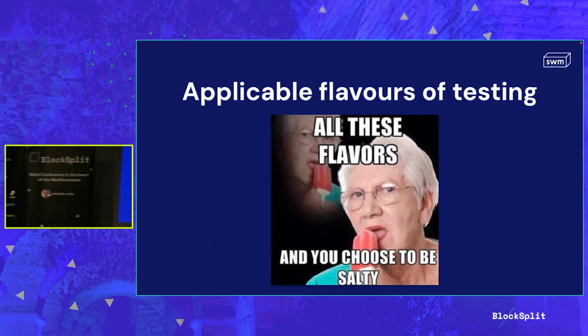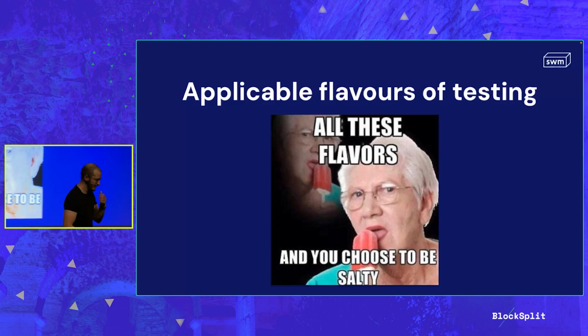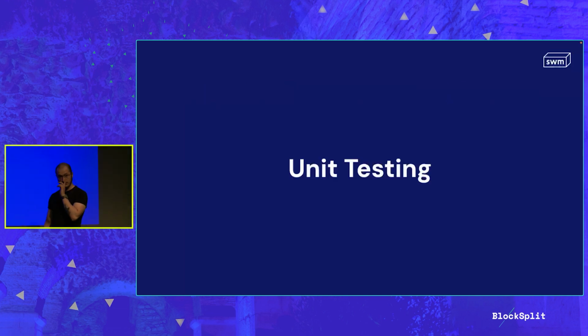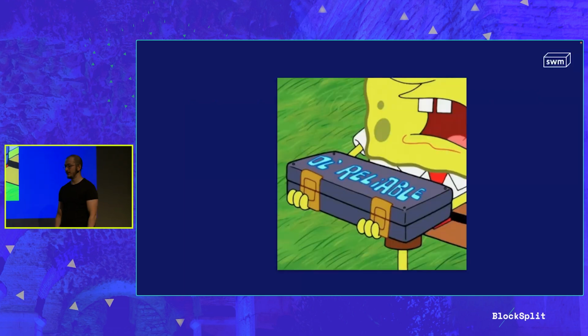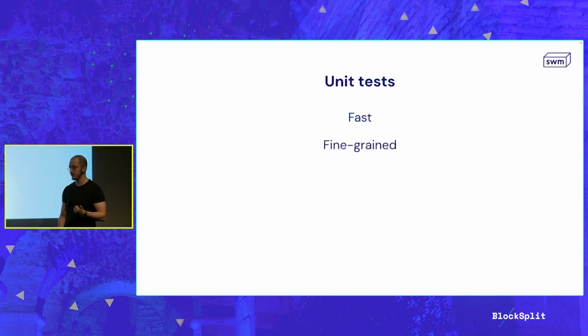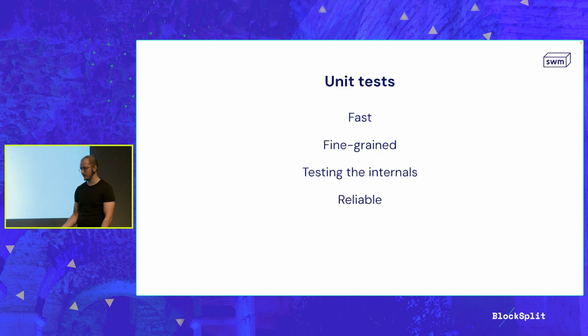So there are many applicable flavors of testing. We're going to talk about some of them, not all of them necessarily. First of all, all of you know unit testing. It's the old reliable of the pack, and those tests are meant to be fast, fine-grained, so testing the smallest possible pieces of code. Those are the things that we use to test the internals of the program. They should be reliable, so you don't have unexpected failures from them. And most of all should be simple, because they are testing only the base layer.